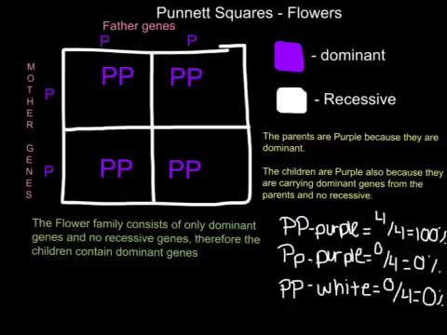Punnett squares, flowers. Now, for the flowers, the father's genes are dominant and they have capital letters. Now, the mother's genes are also dominant and they are capital letters. Now, the purple means dominant and the white means recessive. Now, because the father and mother all have dominant genes, that means their children are all going to have dominant genes. The parents are purple because they are dominant. The children are purple also because they are carrying dominant genes from the parents and no recessive. The flower family consists of only dominant genes and no recessive genes. Therefore, the children contain dominant genes.